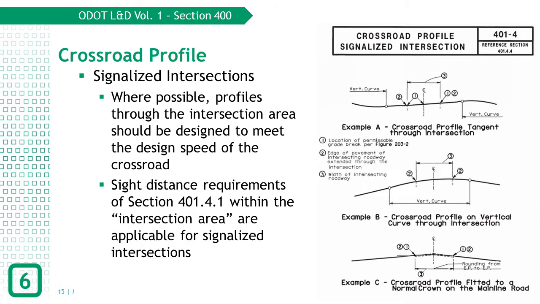Notice in example C at the bottom of figure 401-4, rounding is established across the mainline road extending from the edge of pavement to edge of pavement along the mainline road. This is to minimize the 3.2% vertical deflection that would exist along the crossroad profile through the intersection if traversing the crown line, assuming a normal crown cross slope of negative 1.6% extending on each side from the crown line.